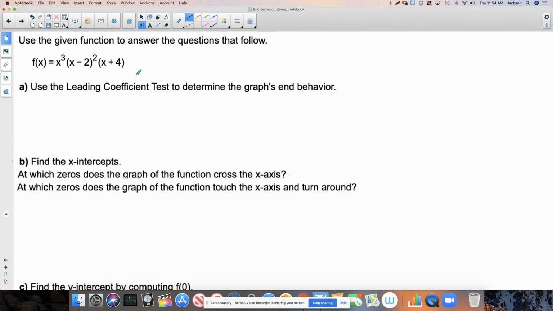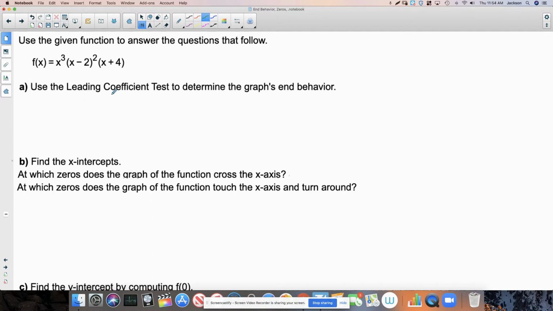So this example of finding the zeros of a polynomial function and using them to graph is a little bit easier for us because they've already factored this one for us, right? What we're going to focus on here now is how the leading coefficient test changes and how identifying multiplicity of zeros is actually a little bit easier.